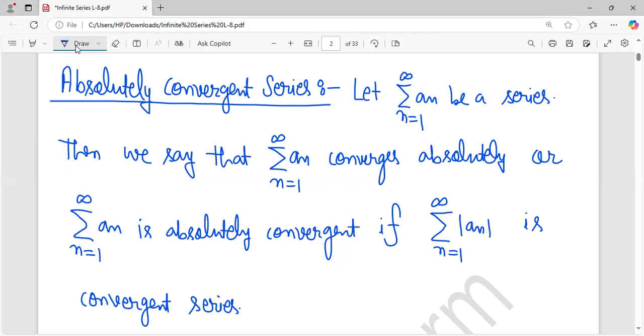So what is the definition of absolutely convergent? The series summation n goes from 1 to infinity a_n is absolutely convergent if the corresponding series of absolute values of the terms is convergent.